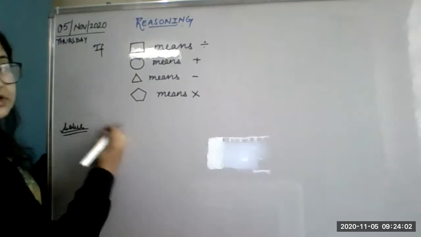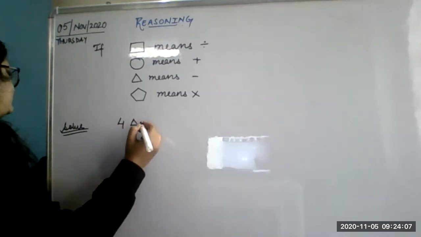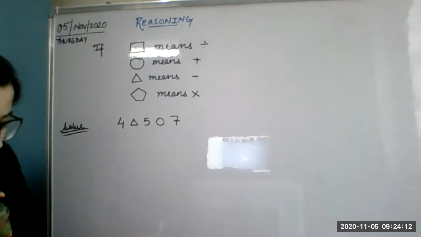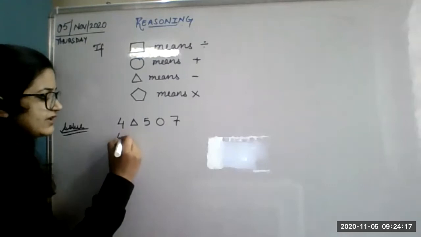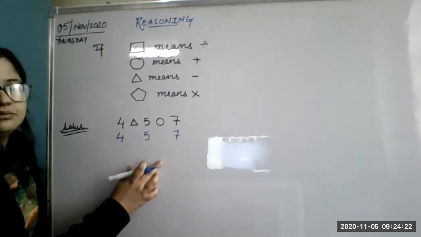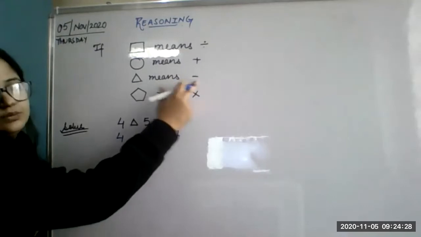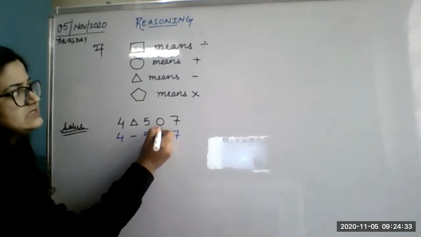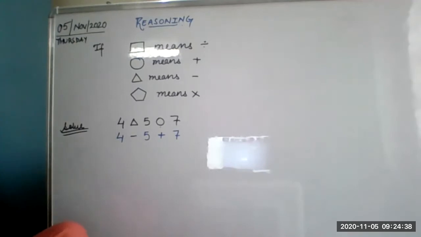I'm going to give you an easy one first. See, beta, how will you do it? I'm going to tell you only one step. Look here. 5 triangle. First of all, you will write the numbers like this. This is the question. Triangle means minus. In place of the triangle you just place minus. A circle means plus. Okay, solve this.